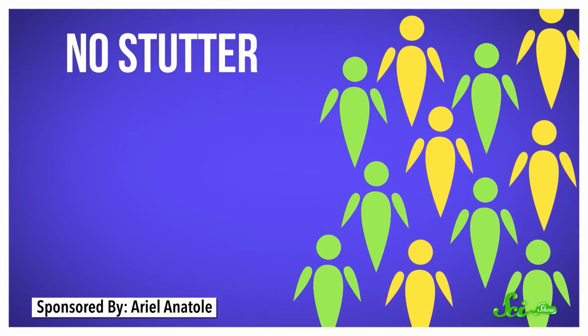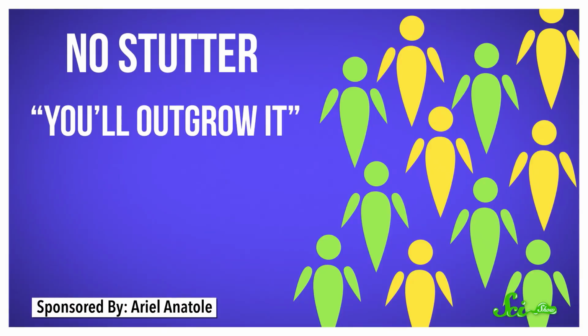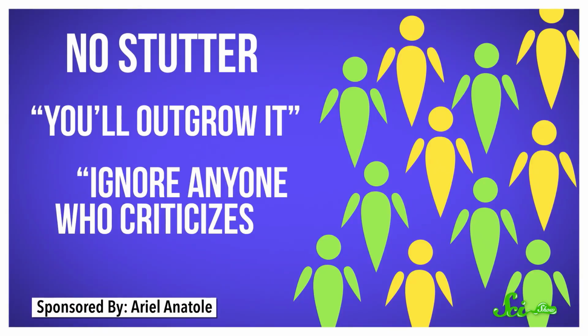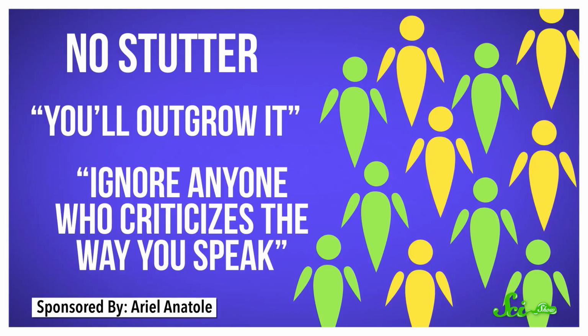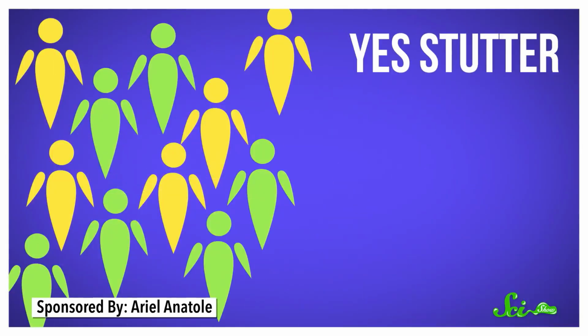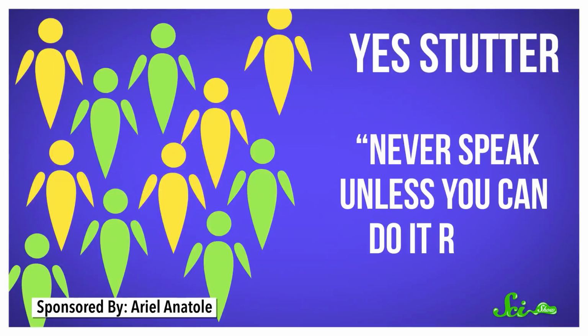The kids in one group were told that they didn't have a stutter. They were given positive feedback, that they'd outgrow the speech difficulties, and that they should ignore anyone who criticized the way they spoke. Meanwhile, those in the other group were told that they did have a stutter, and that they should never speak unless they could do it right. As you can probably imagine, this didn't go very well.